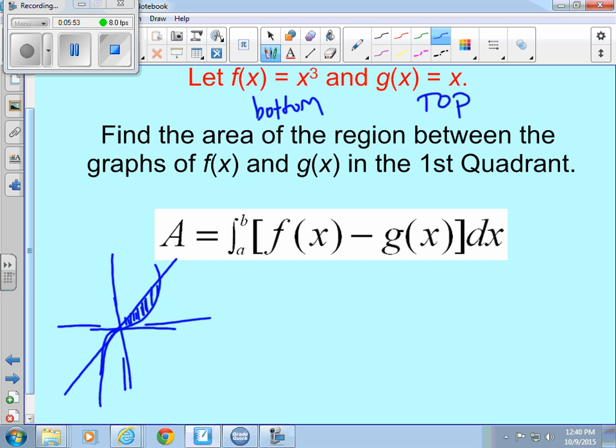So my formula is actually a little backwards for this particular problem, just because my top curve is g of x and my bottom curve is x cubed. Any questions so far?